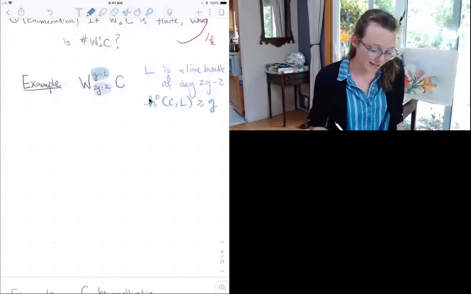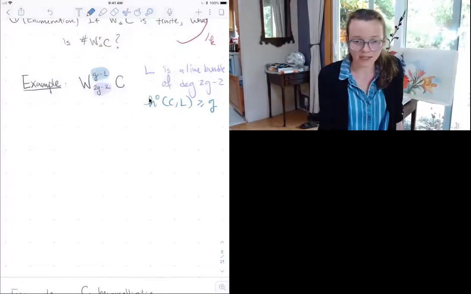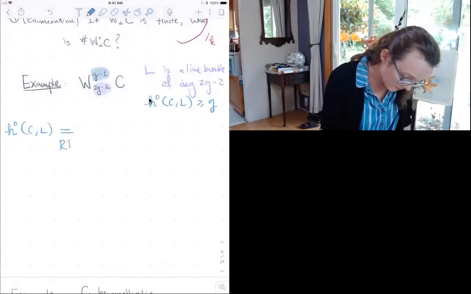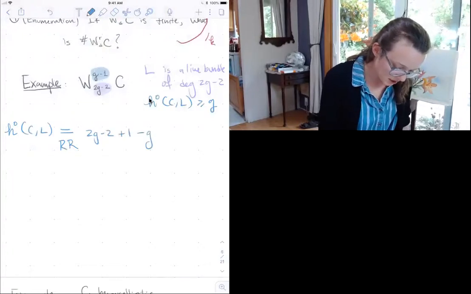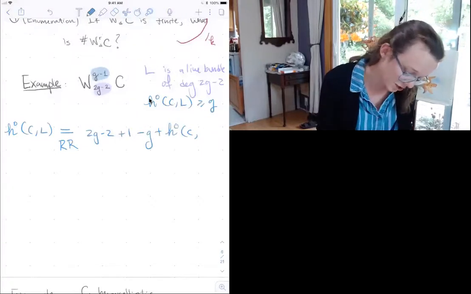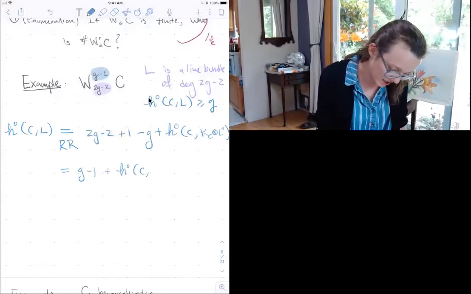When you see something like this, H^0 of L at least G, it's natural to try to see what Riemann-Roch tells us about this. So by Riemann-Roch, H^0 of L is equal to the degree, which is 2G minus 2, plus 1, minus the genus, plus the dimension of the Serre dual space of global sections, K_C tensor L inverse, which rearranging is G minus 1 plus H^0 of C, K_C tensor L inverse.